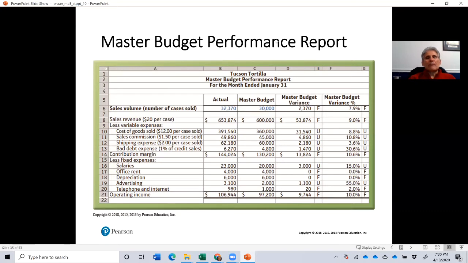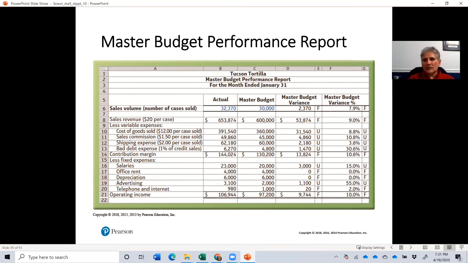So here's an example of a master budget performance report where you're looking at the sales volume, the actual, the budget, and the master budget variances. The actual sales revenue was $653,874. The budget was $600,000. Well, if we compare the two, we'd say we ended up coming up actually better than our budget. So we were higher. Well, we may think that, okay, that's good, right?